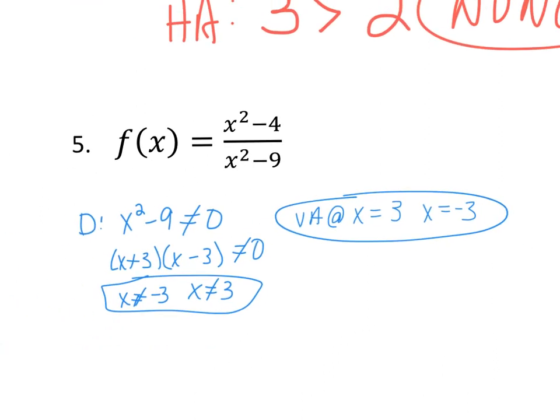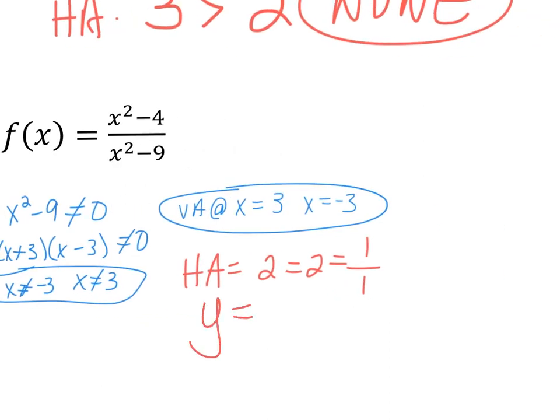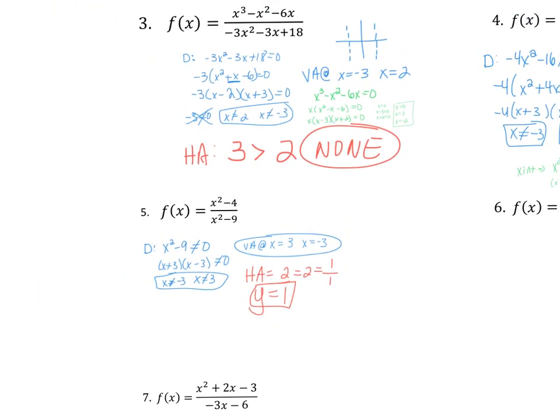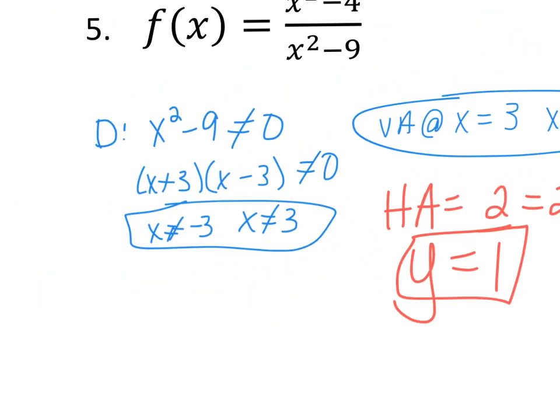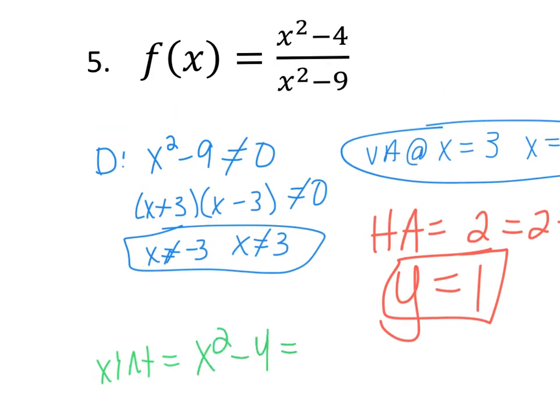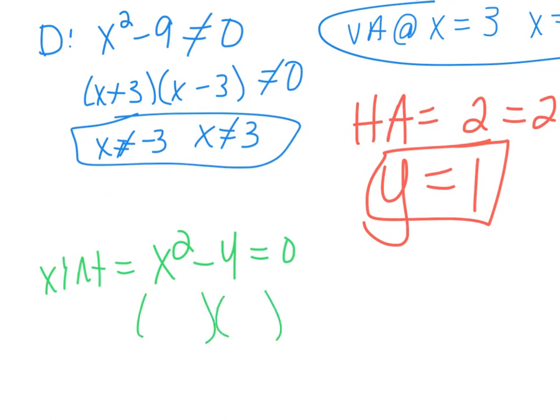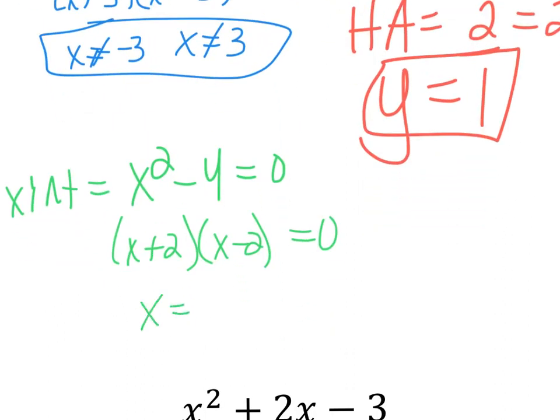We good? Okay. Horizontal asymptote. Look at the degrees of your numerator and denominator. They're equal. That means I take the leading coefficient of the numerator, which is 1, over the leading coefficient of the denominator. So I have a horizontal asymptote at y equals 1. Good. How do I find my x-intercepts? Numerator equal to 0. x squared minus 4 equals 0. What is that? x plus 2, x minus 2. So I have x-intercepts at x equals positive 2 and x equals negative 2.